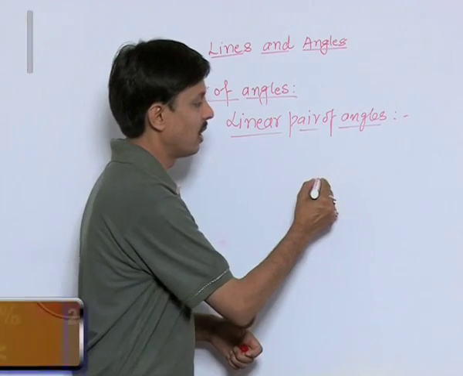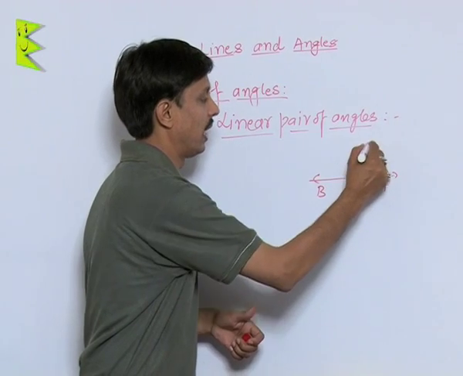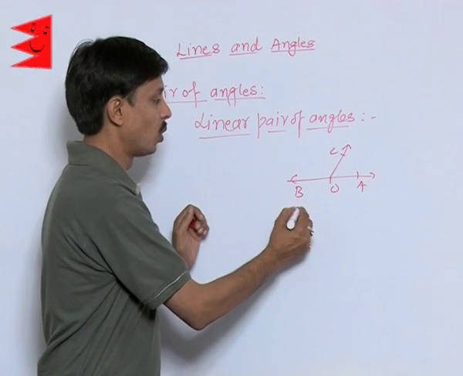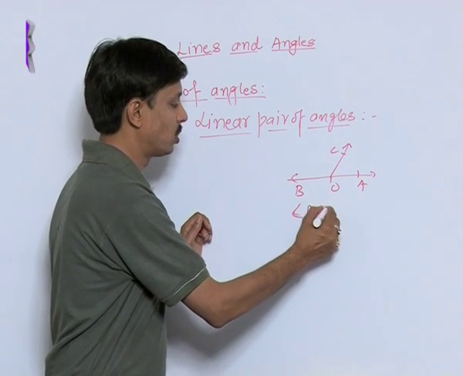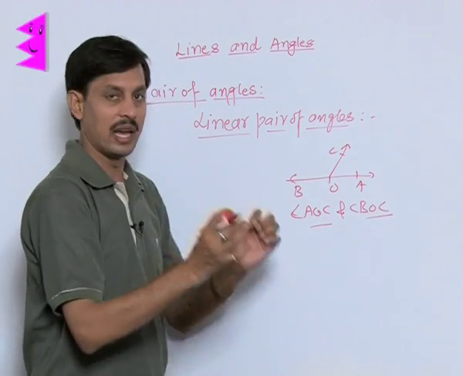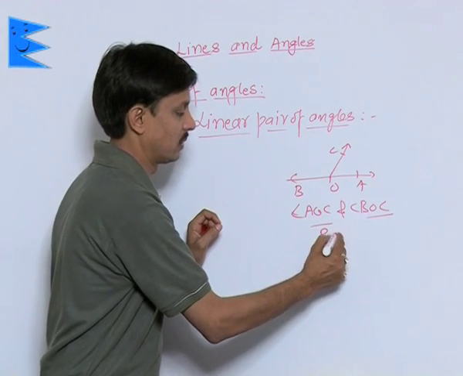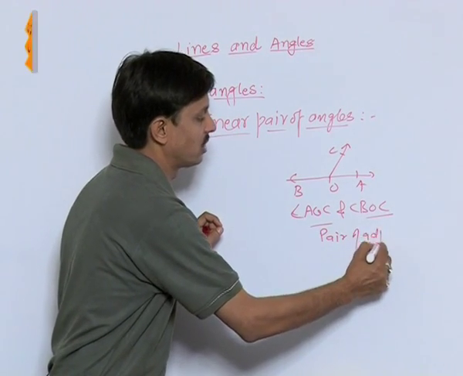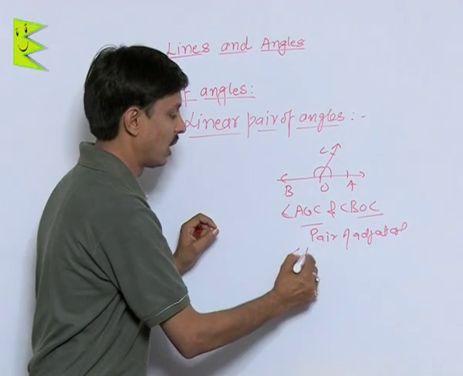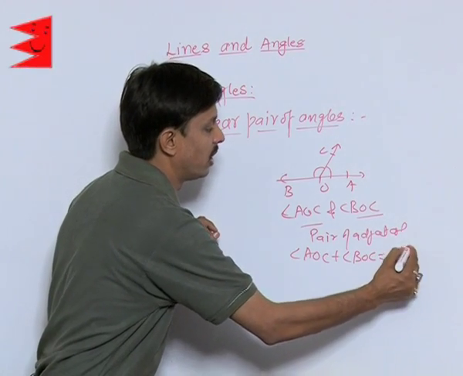For example, if I write here, this is B, this is O, this is A, and here one of the rays stands on this point is C. So angle AOC and angle BOC, these two angles are taken as the pair of adjacent angles. This is the pair of adjacent angles. And you can see some of these angles, angle AOC plus angle BOC is 180 degrees.